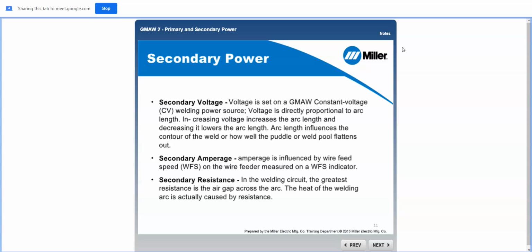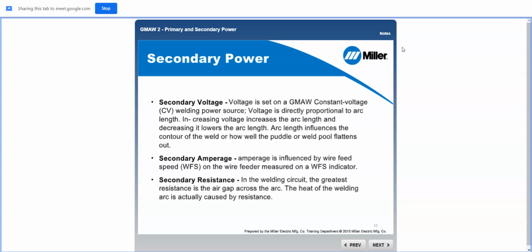Secondary voltage. Secondary voltage is set on the GMAW constant voltage welding power source. Voltage is directly proportional to arc length. Increasing voltage increases the arc length, and decreasing it lowers the arc length. Arc length influences the contour of the weld, or how well the puddle or weld pool flattens out. So as with stick welding, your arc length is going to help shape your weld pool.